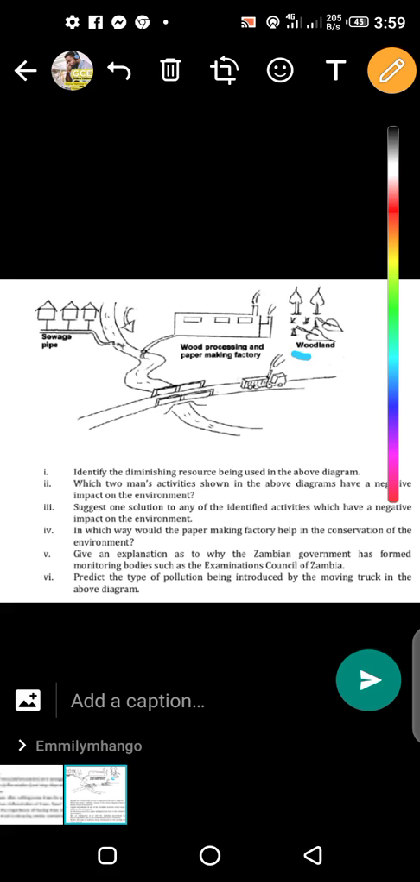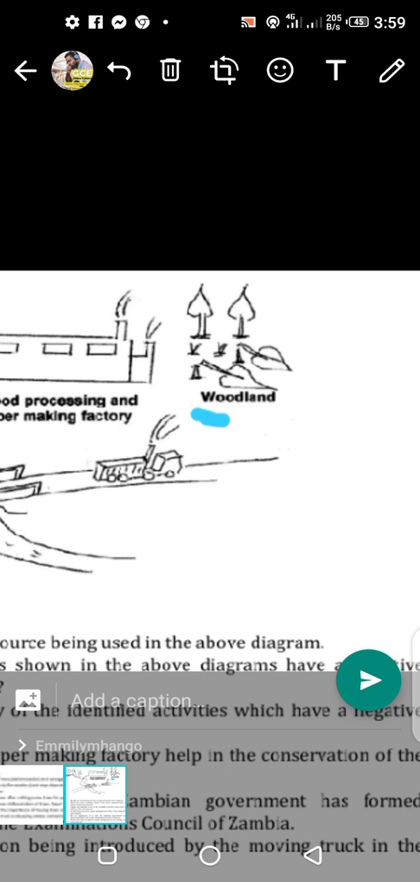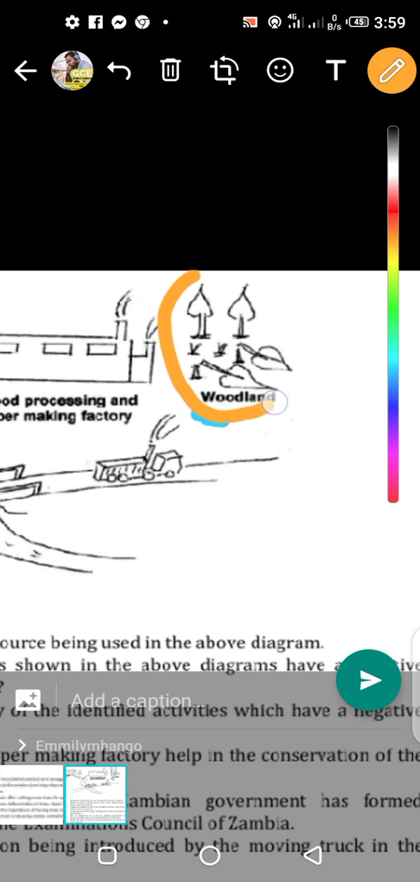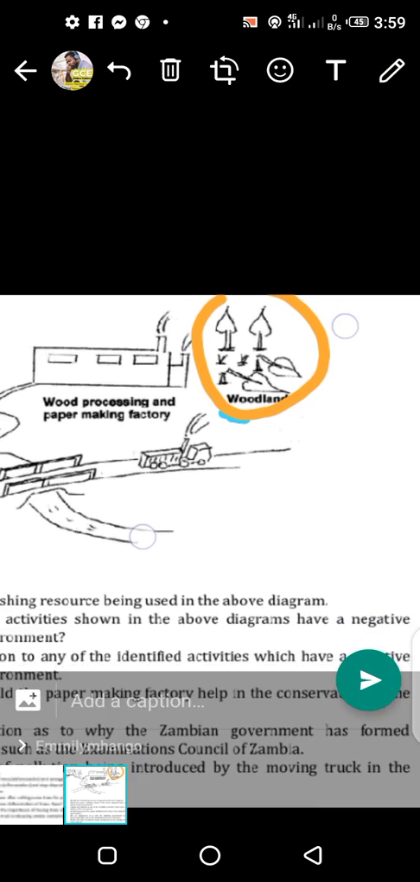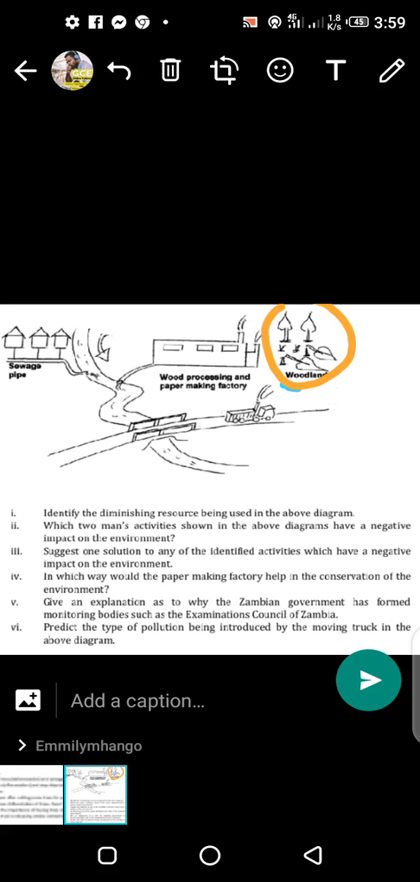To diminish means to finish. What resource in this diagram do you perceive that it is finishing? It is the trees that have been cut. So it is trees. This is a resource that is diminishing. So it is a woodland or the trees. That is a diminishing resource, guys. Woodland means trees.